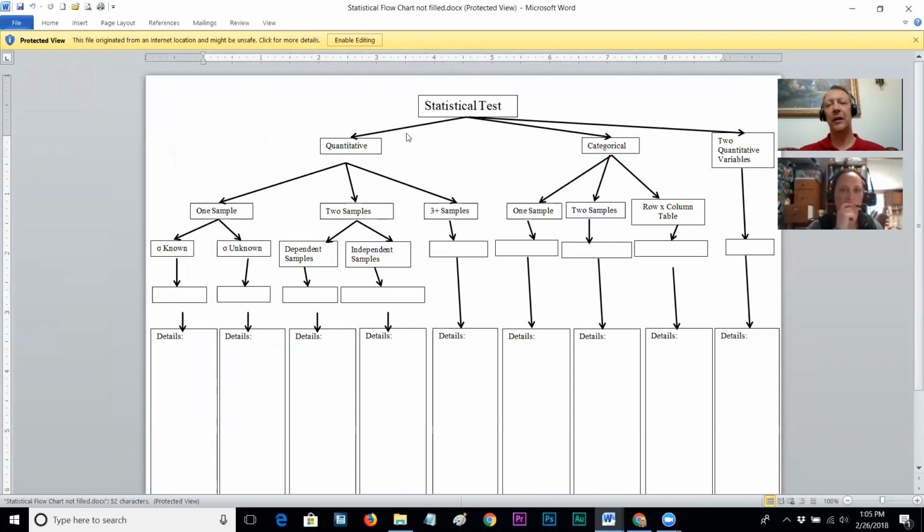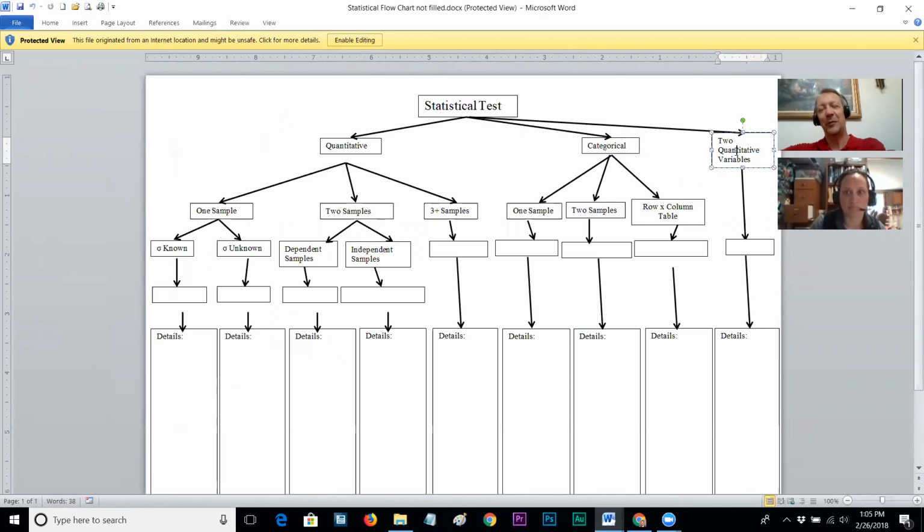Here's in a nutshell what I just asked you. Is it quantitative? Is it categorical? Is it regression, meaning two quantitative variables? Once you answer that, is it a one sample test, a two sample test, or a 3+ sample test? You can fill this out yourself. In this unit we're only going to cover the quantitative. Unit 3 is categorical, and Unit 4 is regression.